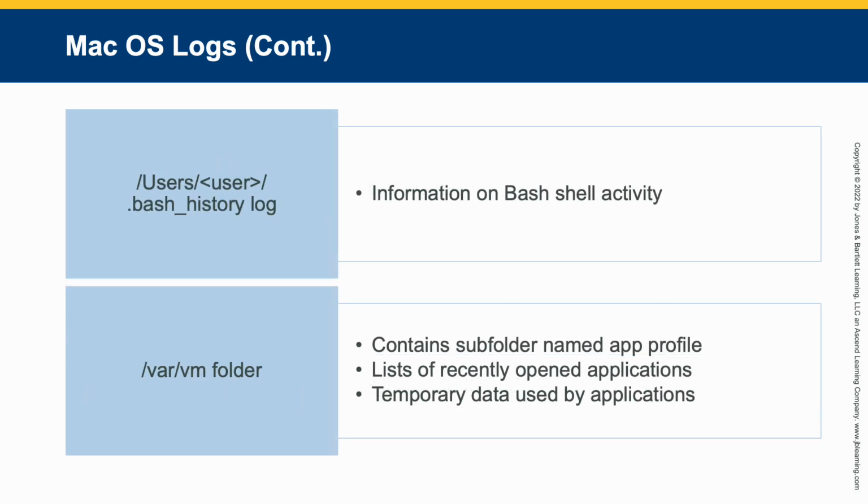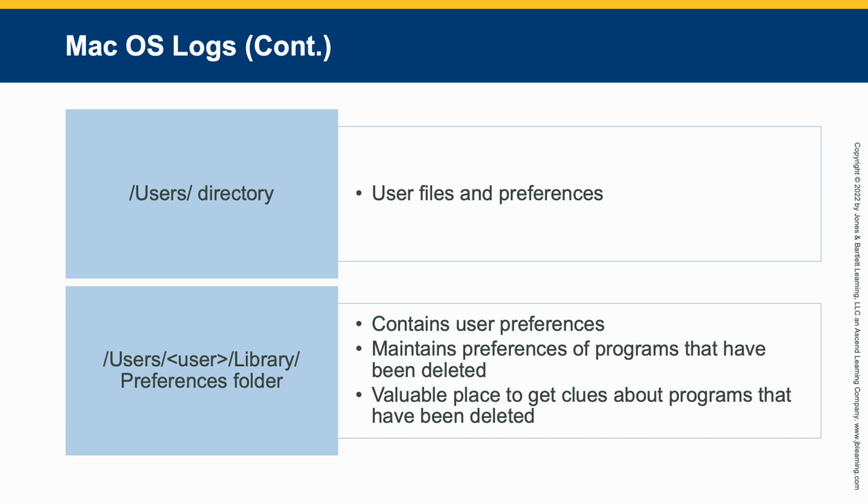The bash history log has information on bash shell activity. The VM folder contains subfolders named app profile, lists of recently opened applications, and temporary data used by applications. The directory is user files and preferences, whereas the preferences folder contains user preferences and maintains preferences of programs that have been deleted, a valuable place to get clues about programs that have been deleted.